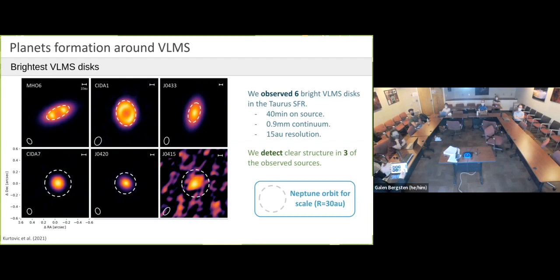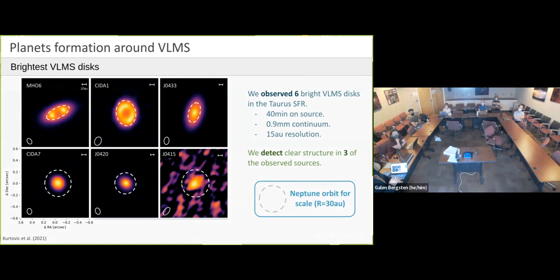And now you have to remember, it's not that structures in disks means that we have planets. But we do know that planets create structures. And so that's where we try to make the link. Now, the systems are all fairly compact. So you can see that we have some that are a little bit more extended, like, for example, the Neptune orbit from the solar system, and the others are even smaller.